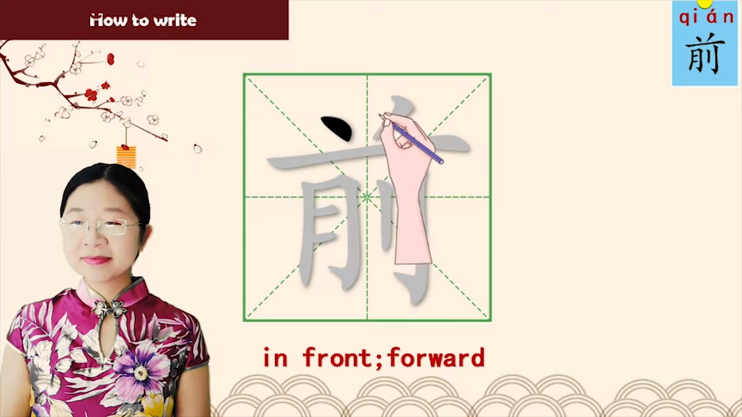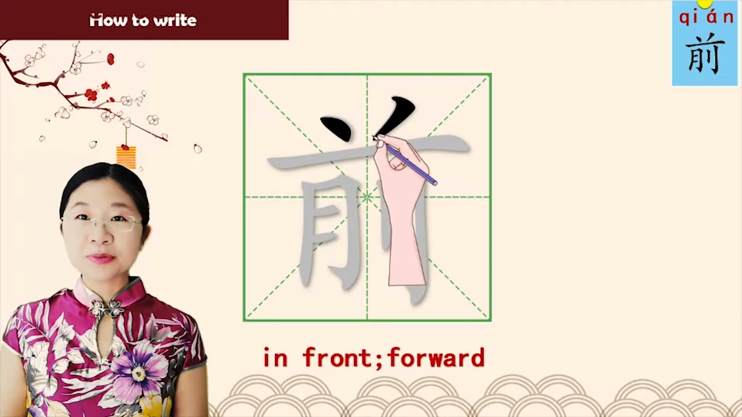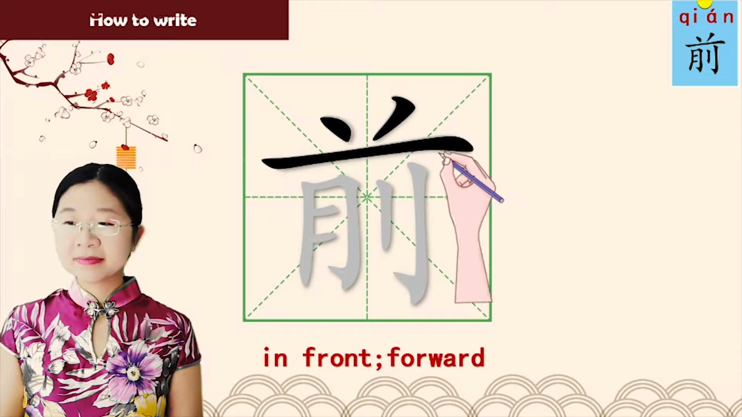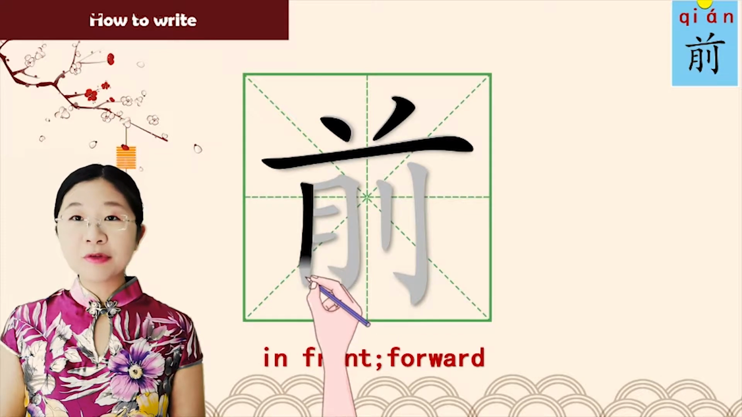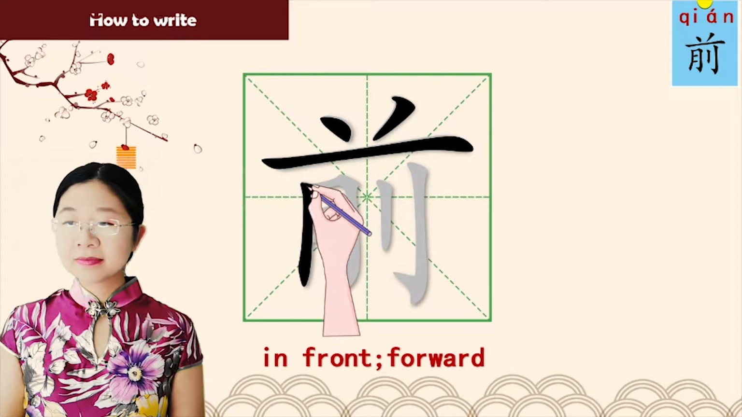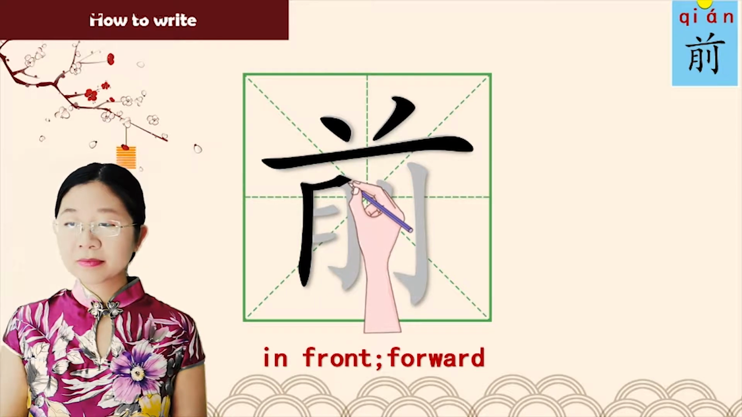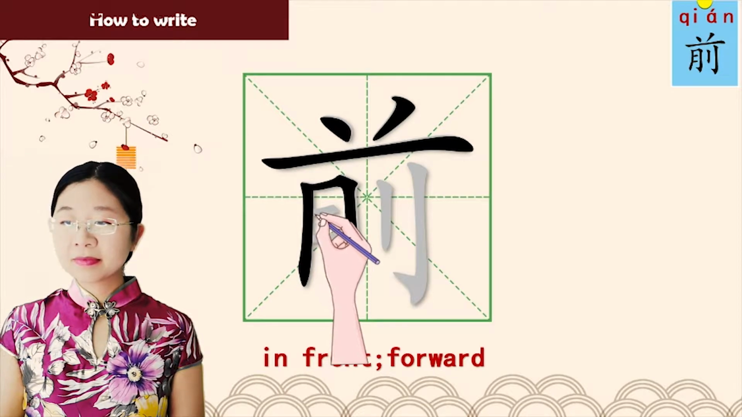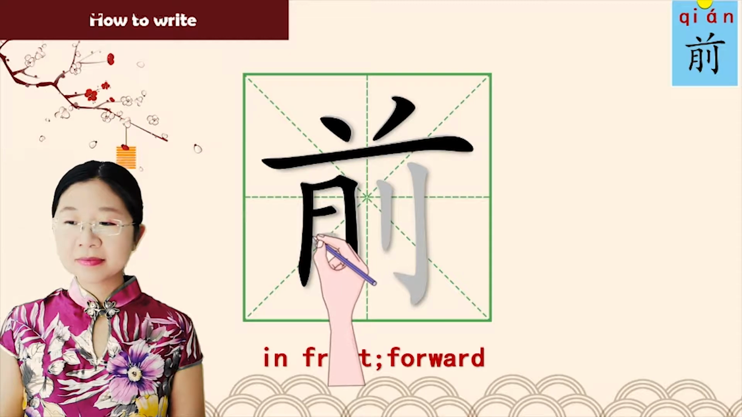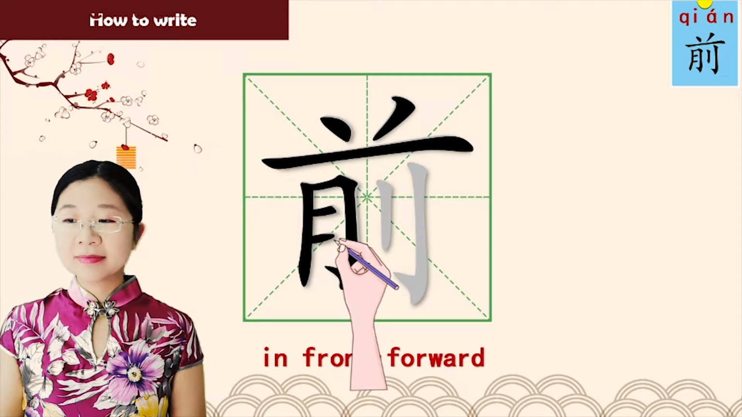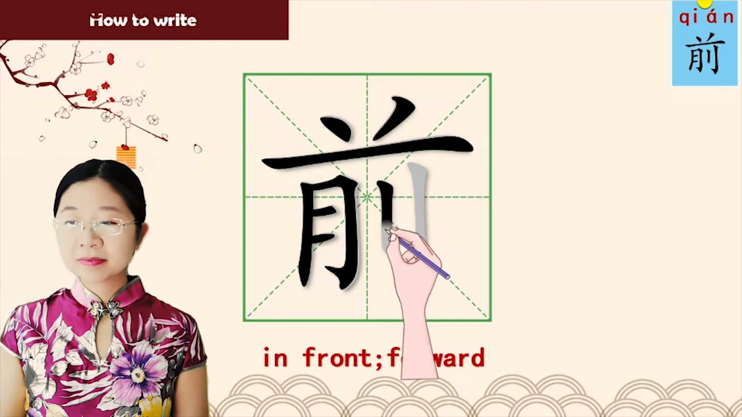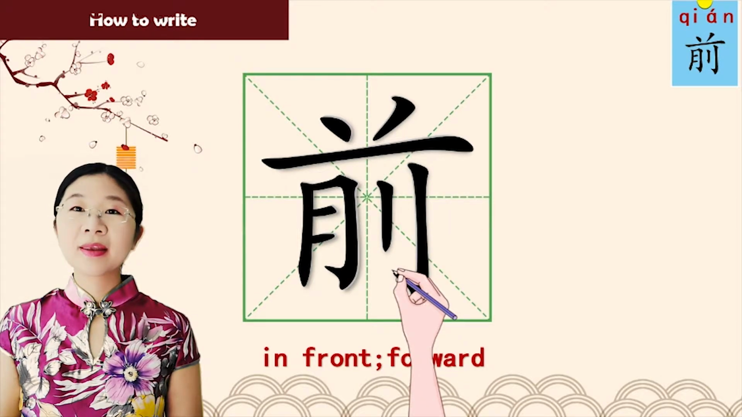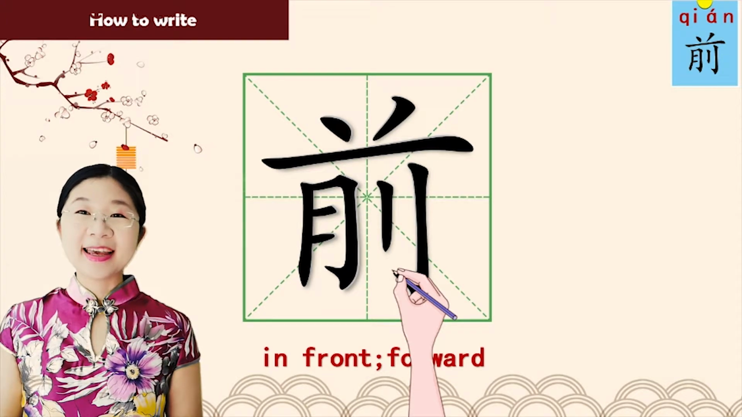1, 2, 3, 4, 5, 6, 7, 8, 9. So there are 9 strokes in this character.